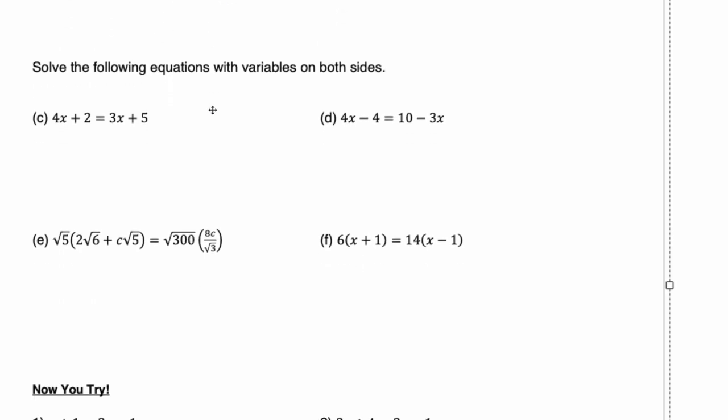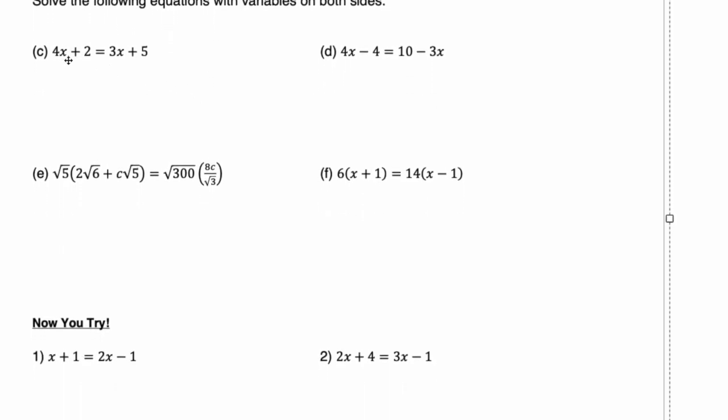Okay, so let's take a look at some examples here. We've got a 4x and a 3x, so the variables are on both sides of the equal sign. The way to counteract that is to subtract or add something to both sides. We're going to subtract the smaller of the two, the 3x, from both sides, and you get 1x plus 2 equals 5, and then it becomes an easy two-step equation. Just subtract 2 from both sides, or actually in this case just one step.